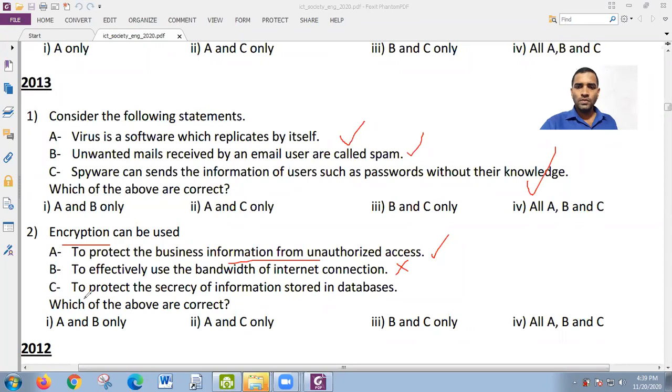Okay. C, to protect the secrecy of the information stored in databases. Yes, that is important. You have data in your databases. You have to maintain the secret. So if it is encrypted, the secret can be maintained because they are in unreadable format. Even though they are taken by other people, they cannot read them, right? So it means your data are safe, right? So they are in secret position. So A and C, correct. What is the answer? Second one.